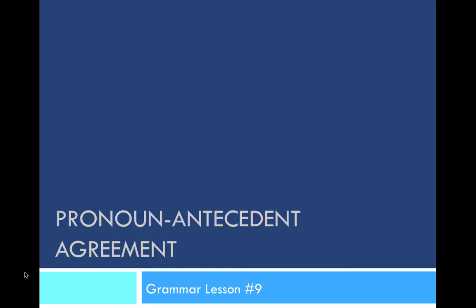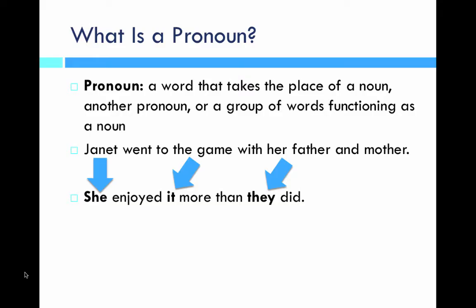So today we're going to learn a little bit about pronoun antecedent agreement. So first, let's start with the basics. What is a pronoun? Hopefully this is a review for you because we learned about pronouns at the beginning of the year, but for those of you that forgot, a pronoun is a word that takes the place of a noun, another pronoun, or a group of words that function as a noun.